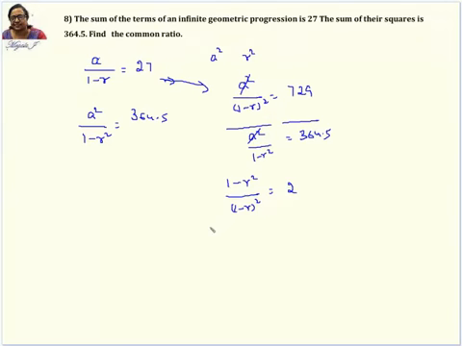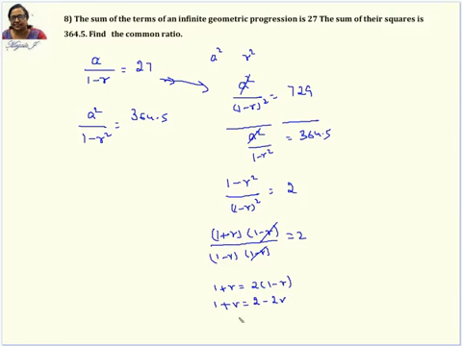Now you can write this. What is 1 minus r squared? It is (1 plus r) into (1 minus r), whole divided by (1 minus r) into (1 minus r), equals 2. One of these terms will get cancelled, and bring this term to the other side. 1 plus r equals 2 into (1 minus r). So 1 plus r equals 2 minus 2r. Solve it now.